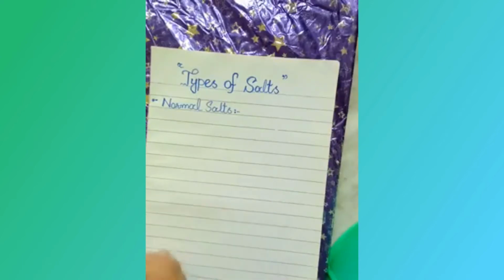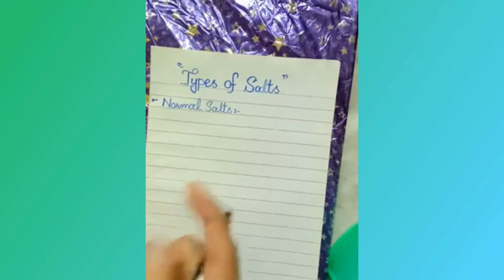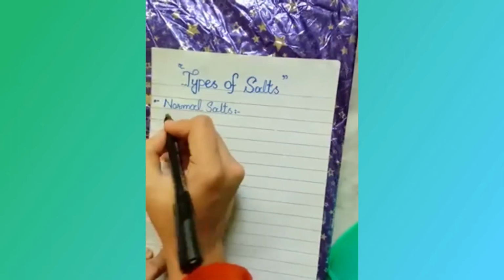A salt formed by the total replacement of ionizable H-positive ions of an acid by a positive metal ion or the ammonium ion is called the normal or the neutral salt. Let's take an example of the normal salt.